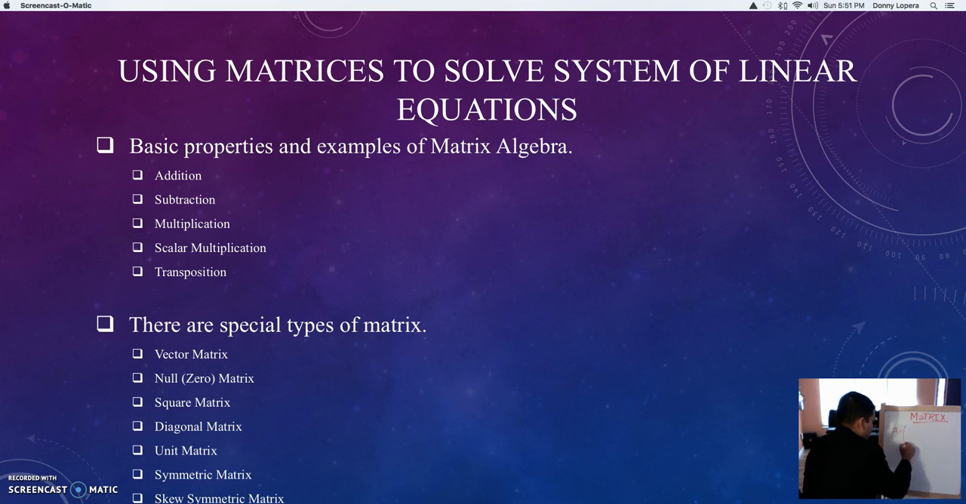For example, if matrix A is equal to 1, 2, 3, 4, 5, 6, and matrix B is equal to -6, -5, -4, -3, -2, -1, then the addition of A plus B is equal to -5, -3, -1, 1, 3, and 5. You just do 1 minus 6, 2 minus 5, 3 minus 4, 4 minus 3, and you get the A plus B matrix.